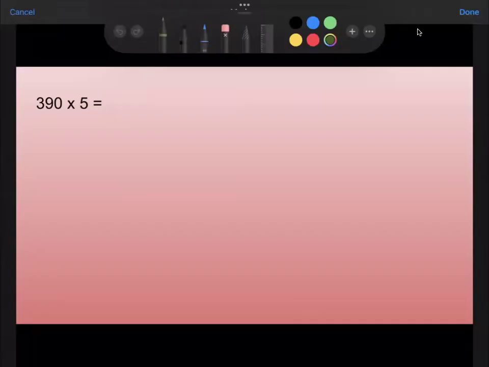Okay, here's our next one. For this one, I'll show you using the box method or the area model. I'm going to take 390 and break it up by place values. A 3 in the hundreds place represents 300. A 9 in the tens place represents 90. And if I have a 0 in the ones place, that means I have no ones, so I don't need a box for that.